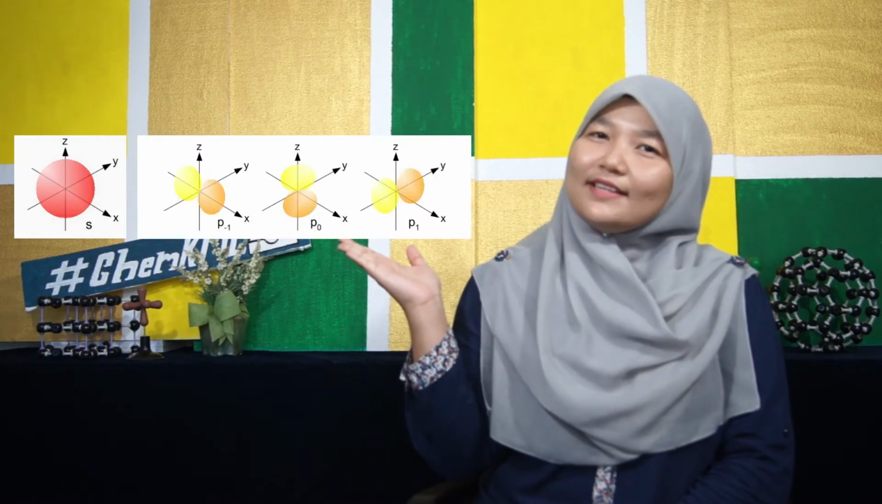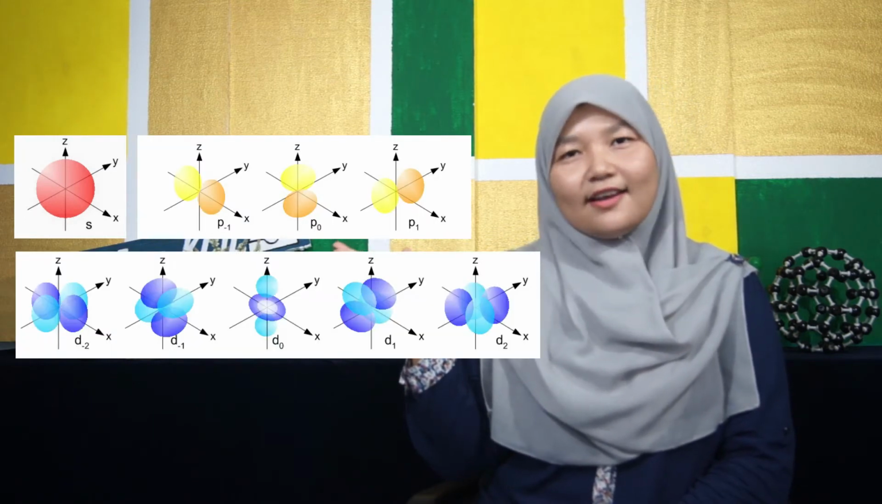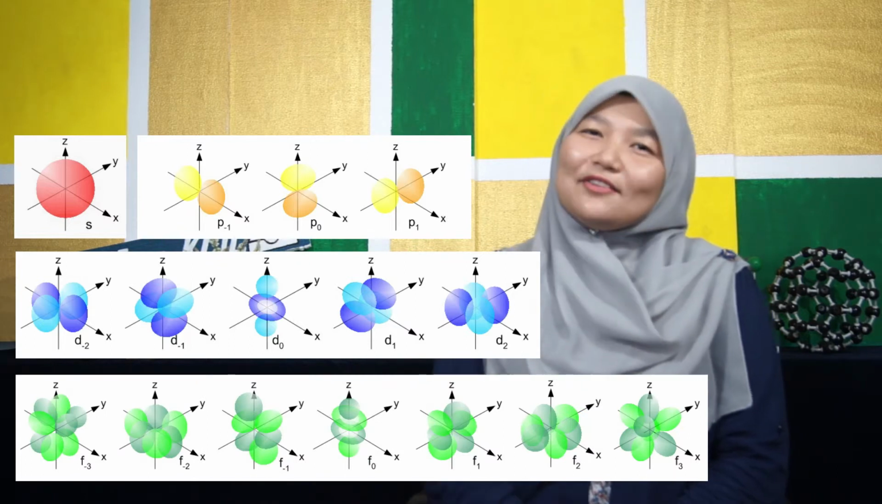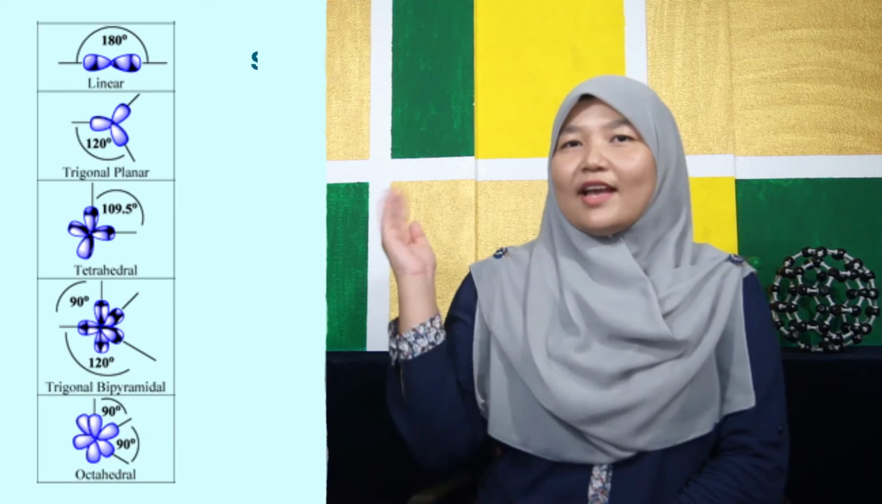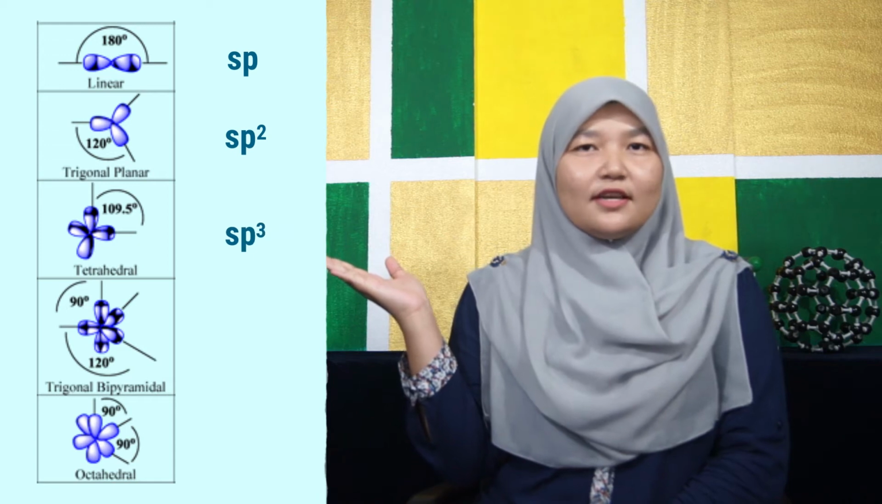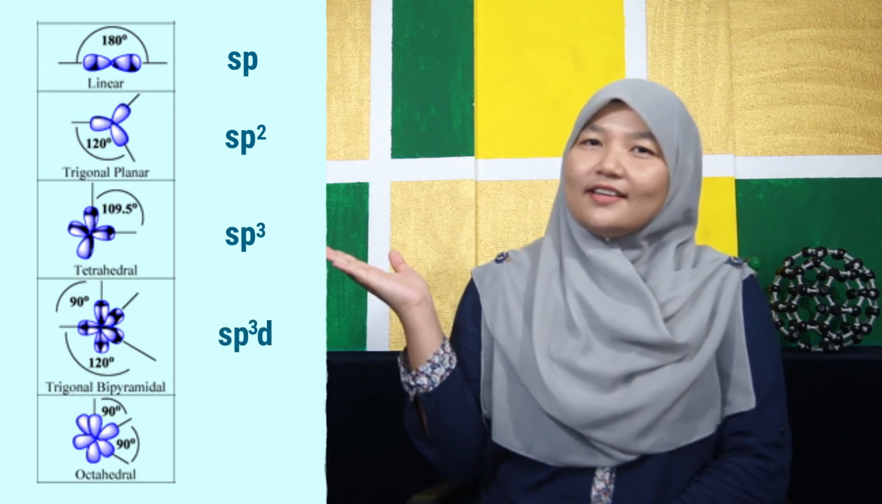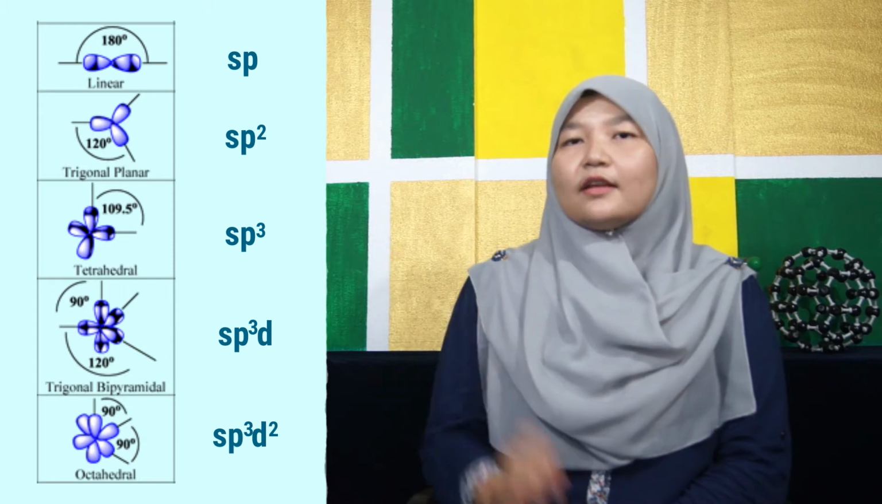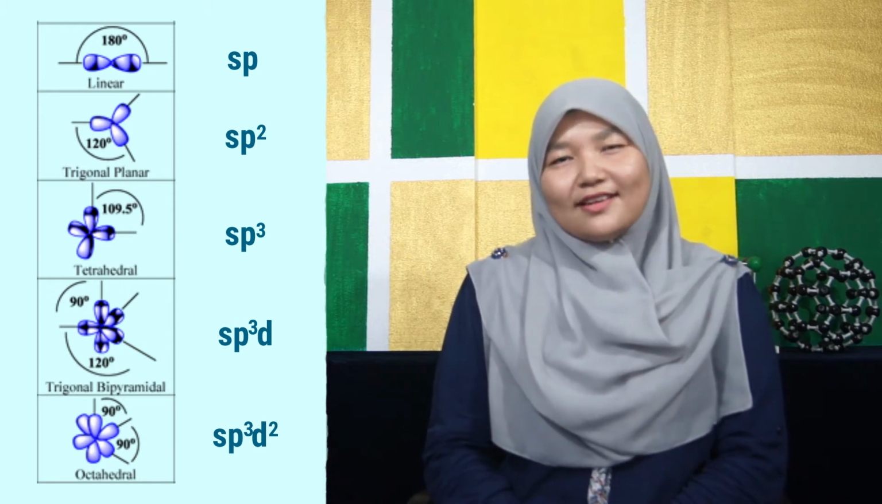Previously, in Chapter 2, you learned about the types of atomic orbitals, which consist of S, P, D, and F orbitals. We were talking about hybrid cars just now because in atomic orbitals, there are hybrid orbitals as well, which consist of sp, sp2, sp3, sp3d, and sp3d2. Now, what is meant by hybridization?